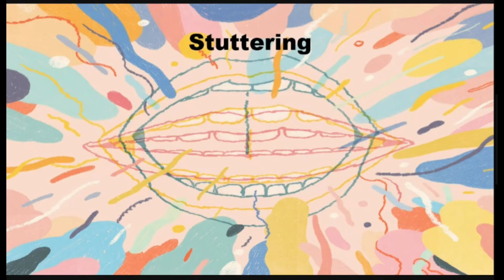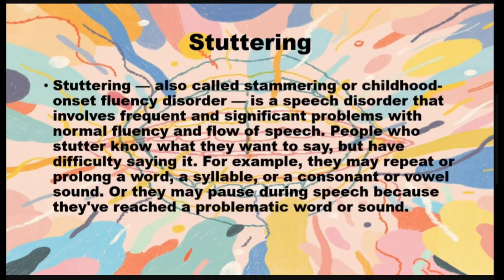Let's proceed with stuttering. Stuttering, also called stammering or childhood onset fluency disorder, is a speech disorder that involves frequent and significant problems with normal fluency and flow of speech. People who stutter know what they want to say but have difficulty saying it. For example, they may repeat or prolong a word, a syllable or a consonant or vowel sound, or they may pause during speech because they reach a problematic word or sound.